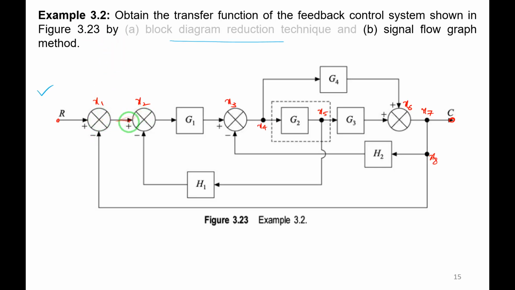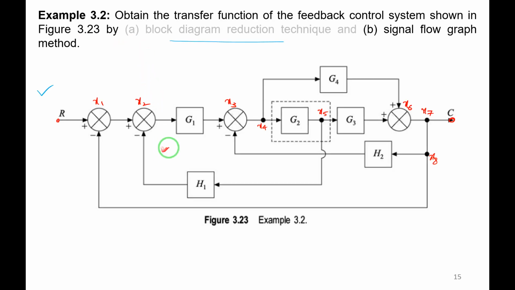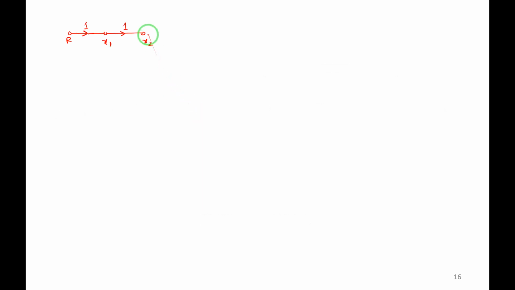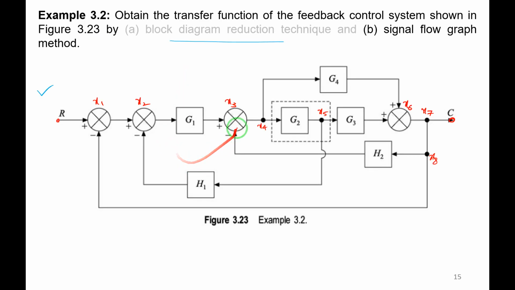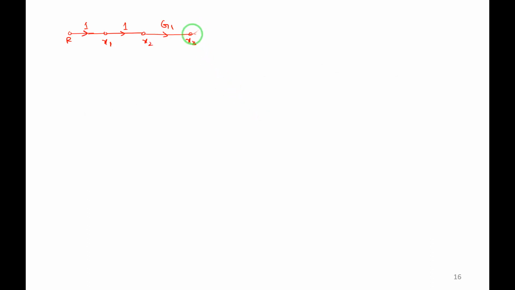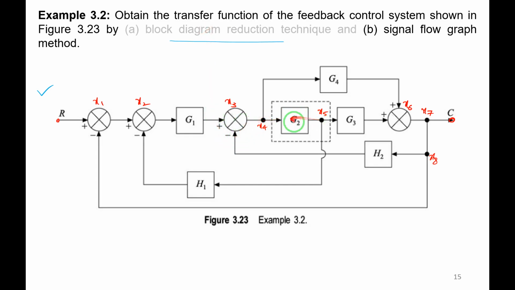From X1 to X2, the sign is plus. Once again, the gain is plus 1. X1 to X2, it is plus 1. Then next, X2 to X3, the sign is plus, the gain is G1. So plus G1. Then X3 to X4, the gain is plus 1. Then X4 to X5, the gain is plus G2.